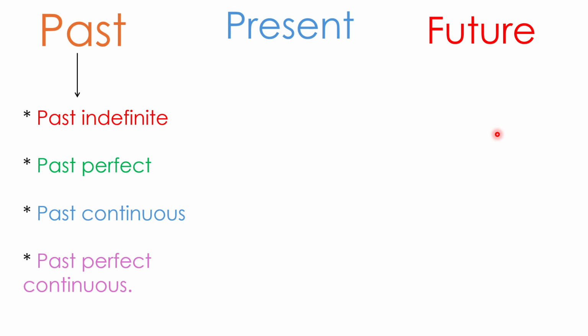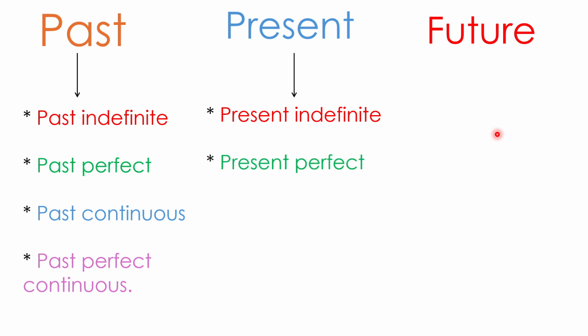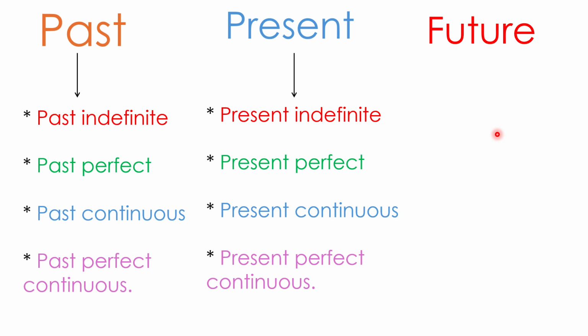Now let's move on to present. We've got present indefinite, also known as present simple, present perfect, present continuous, and present perfect continuous. These are all the four tenses for present. Let's move on.